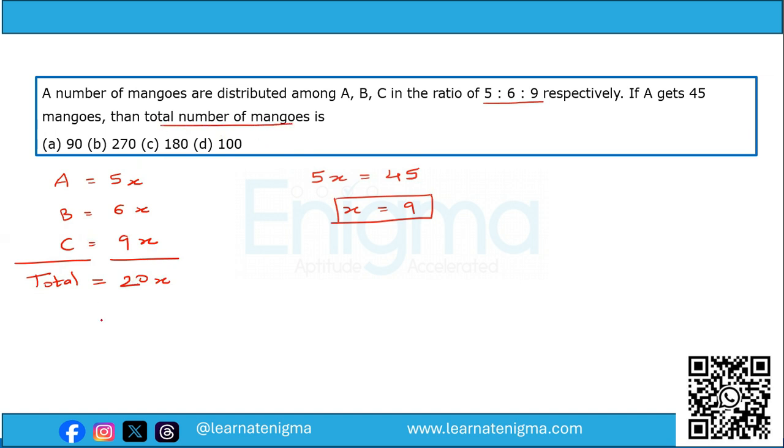Total mangoes are 20x. So therefore, it becomes 20 into 9. So therefore, answer comes out to be 180. So answer will be option C.